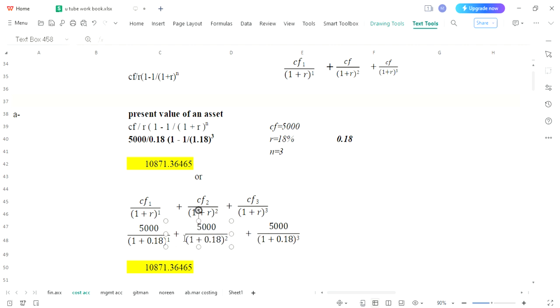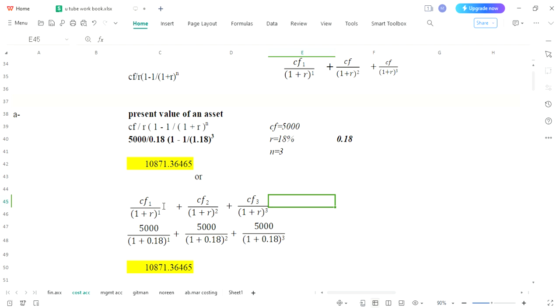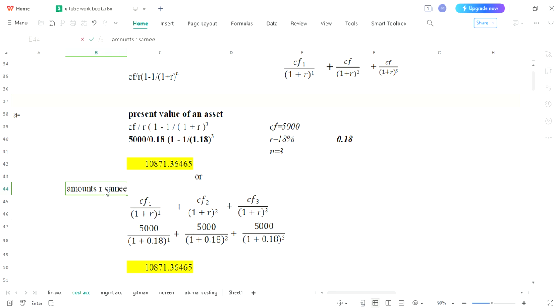Let me arrange it. And when your amounts are different, you are bound to use only this formula. When amounts are same, I am writing it for so many times. When amounts are same, you are bound to write this formula only. And when amounts are different, you can use this formula as well.